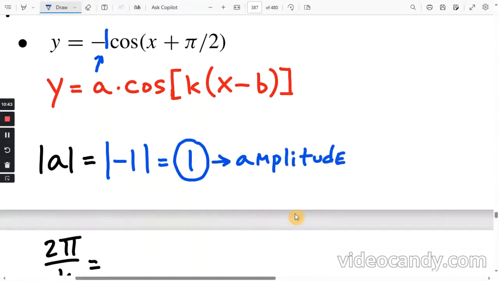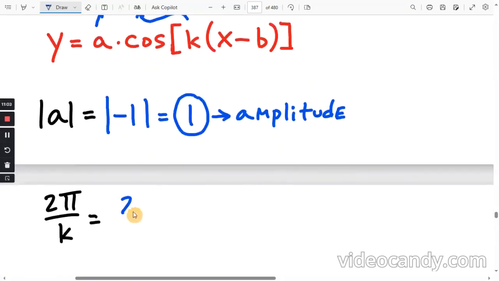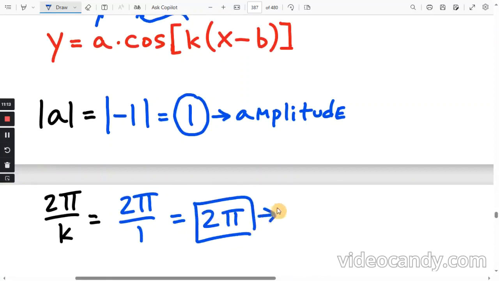Now for the K, same thing here. The X is by itself inside the parentheses. What is factored outside? Well, if there's no number there, it is automatically just a 1. So the value for K is just a 1. So 2 pi over K is just going to be 2 pi over 1, which of course is just 2 pi. And that right there is your period.